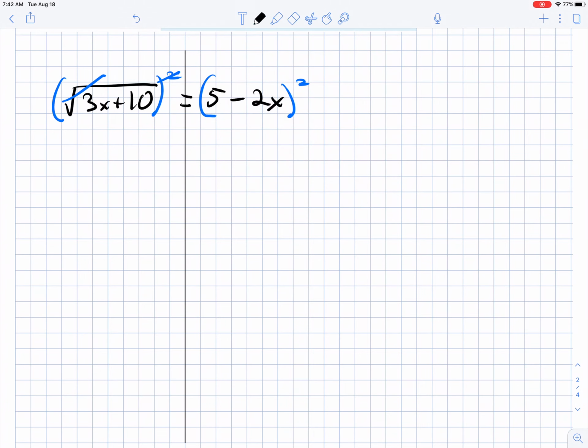And so I'm going to bring down my equal sign. On the left, we're going to be left with 3x plus 10. And then on the right, we need to FOIL.